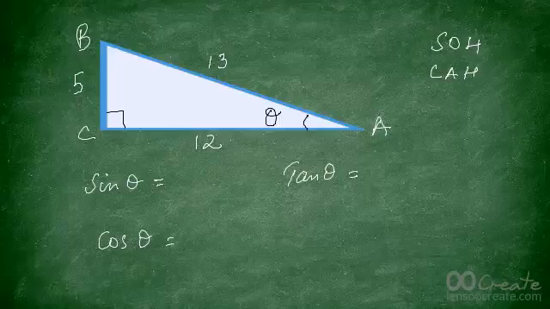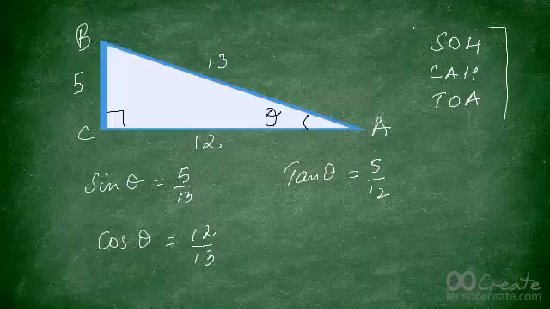I'm going to put the small mnemonic here to help you remember what the formulas are, what the ratios are. So sine is opposite upon hypotenuse. That would be 5 over 13. Cos is adjacent upon hypotenuse. That would be 12 upon 13. And tan is opposite upon adjacent. That would be 5 upon 12. So remember this, very useful.